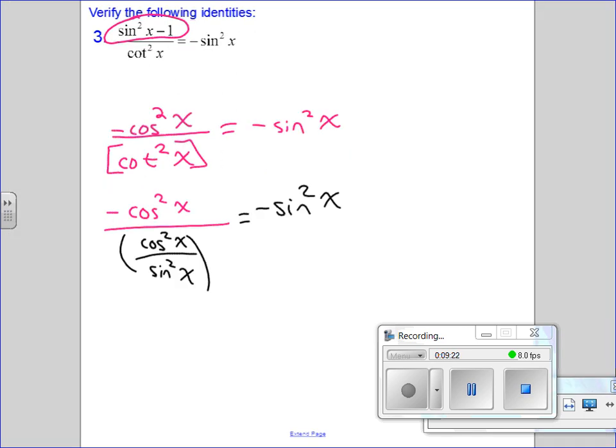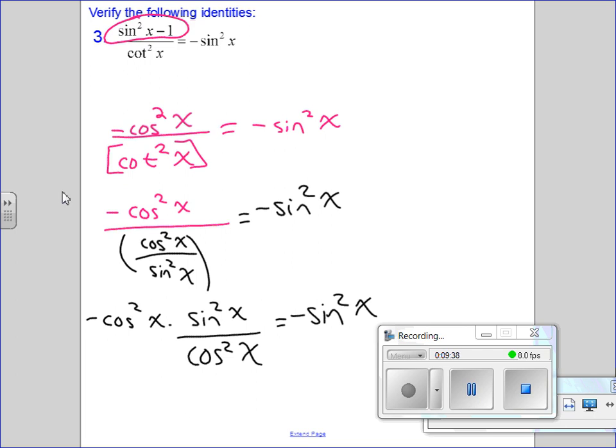I have a little scenario here where I'm dividing by a fraction, so you all remember what to do there, right? Multiply by the reciprocal. So somebody's going to cancel. I heard people getting excited. Their stuff going to cancel. Guess who? The cosines. So my final answer is negative sine squared x and negative sine squared x. Verified. Put a big check mark because you just verified your left-hand side matches your right.